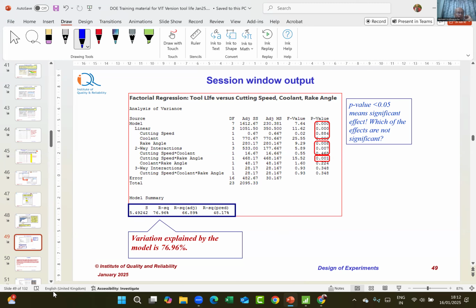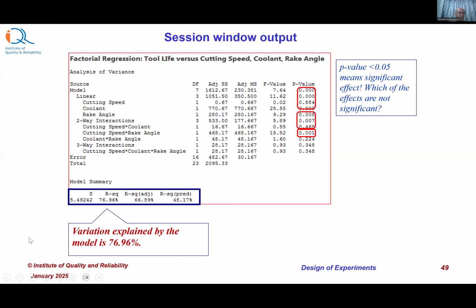So below that, you can see the values of... I just want to show you these values. The S is the standard deviation of the residuals. What are residuals? The observed values minus the predicted values, because you can make the predictions using the prediction equation. The standard deviation of the difference between observed and predicted is S. It should be as low as possible. The lower the value, the lower is the difference between the observed and predicted values. That means your model is good.